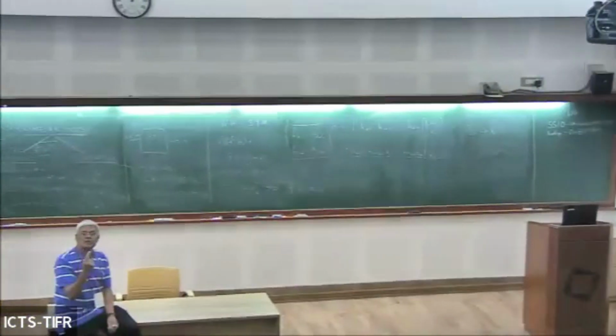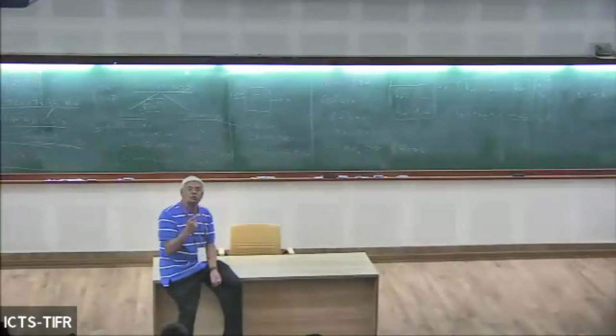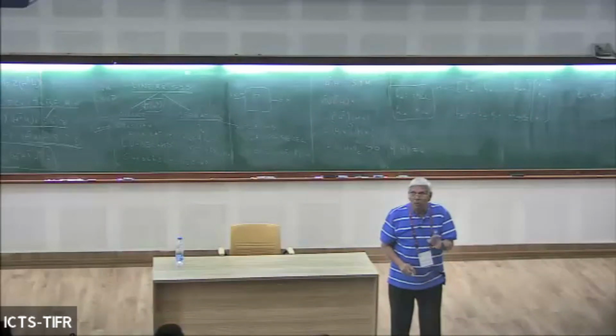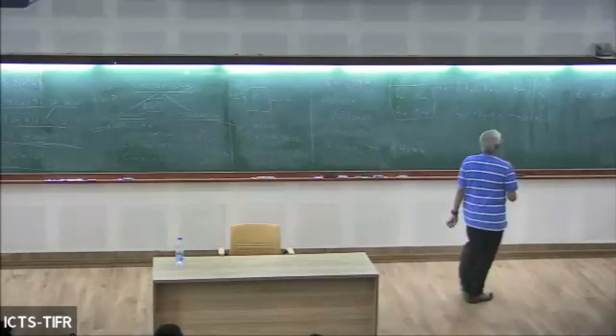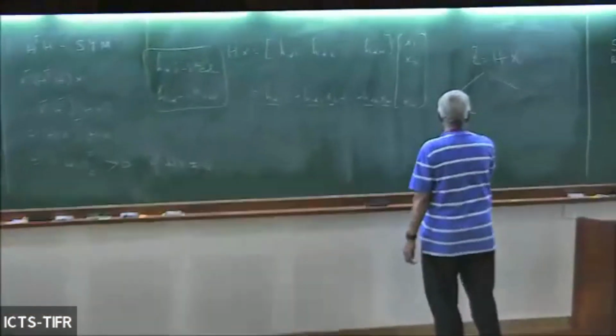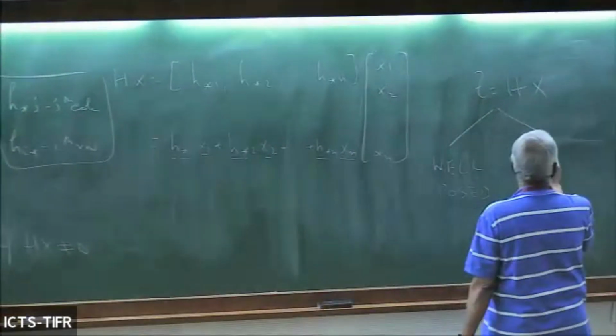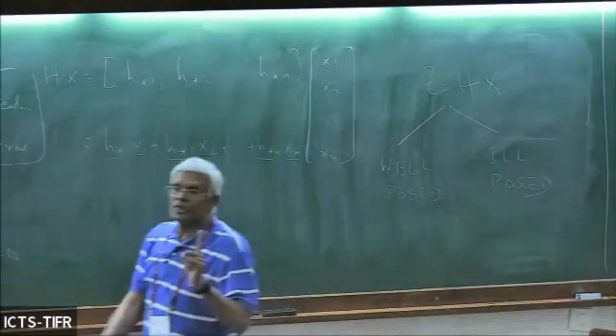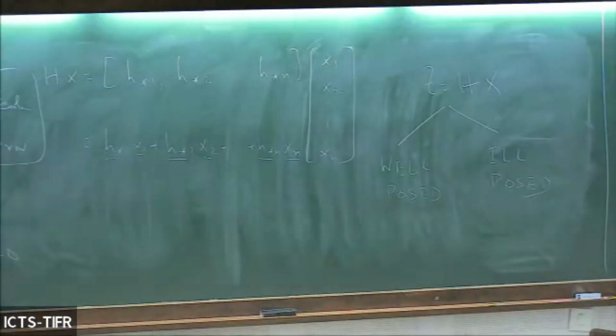So whose responsibility is it? If your problem is screwed up, who screws it up? You. Don't blame anybody. So in mathematics, we talk about two classes of problem, a well-posed problem and an ill-posed problem. A problem is said to be well posed if the columns of the design matrix are linearly independent.